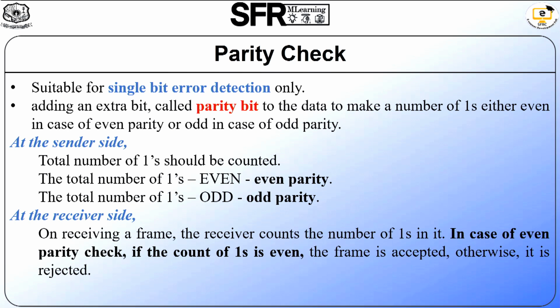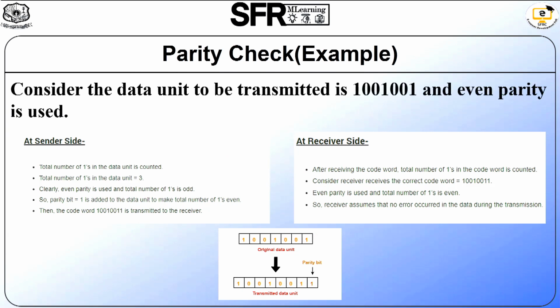If you are following even parity, then it should check that the number of ones in that particular data is even. If it is so, then there is no error; otherwise, there is a single bit error. Okay, so this is an example.